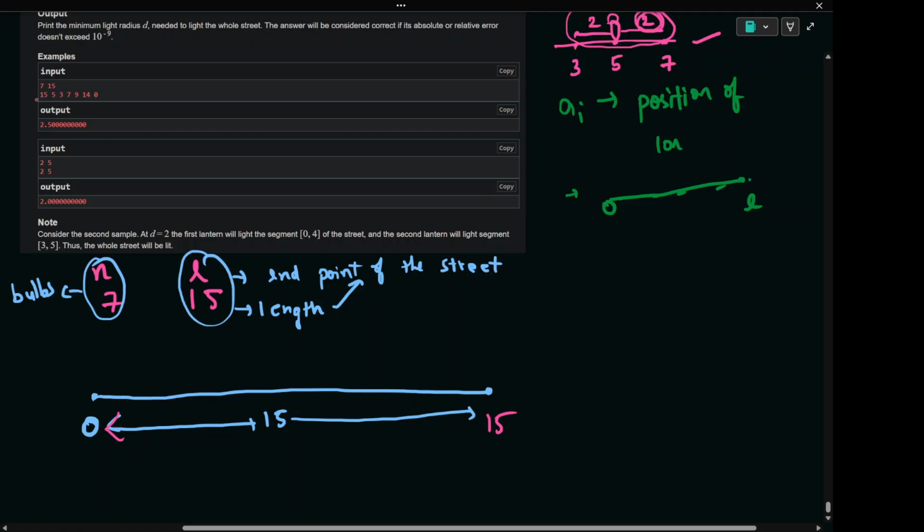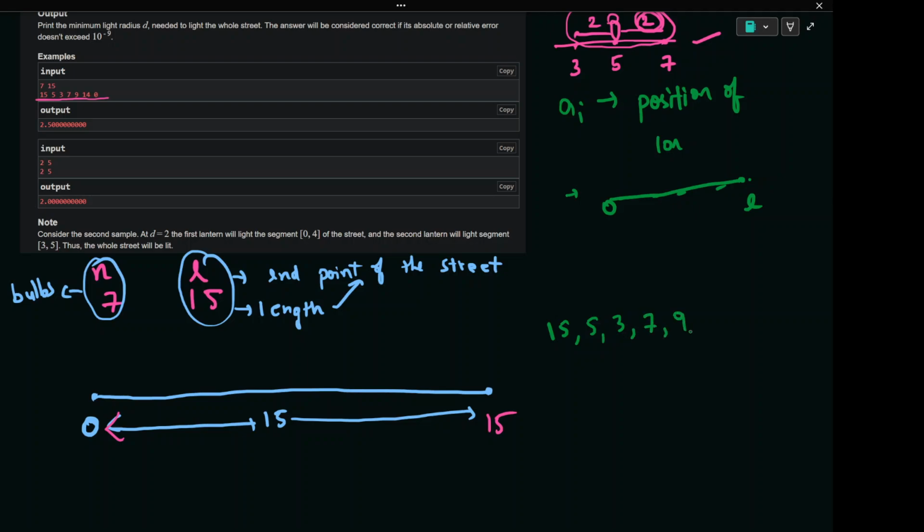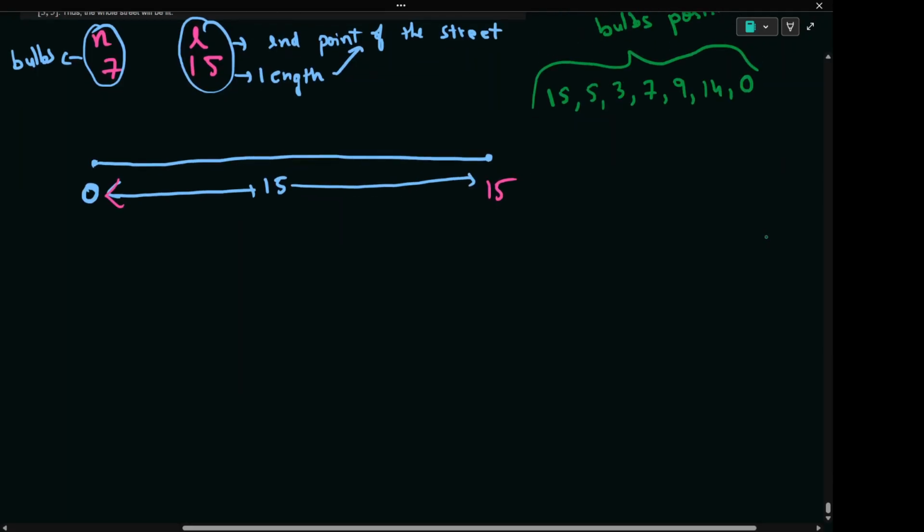So this will be nothing but it will be 15. And now what are these? 15, 5. So they gave like this, right? So that's nothing but 15, 5, 3, 7, 9, 14, and 0. They said that this is the position of those bulbs. Position. So what does that mean? Okay, let's draw it out.